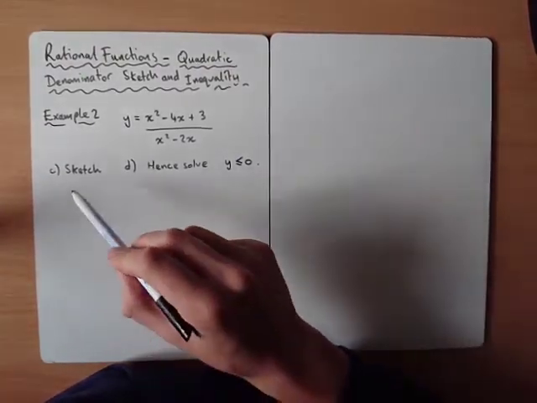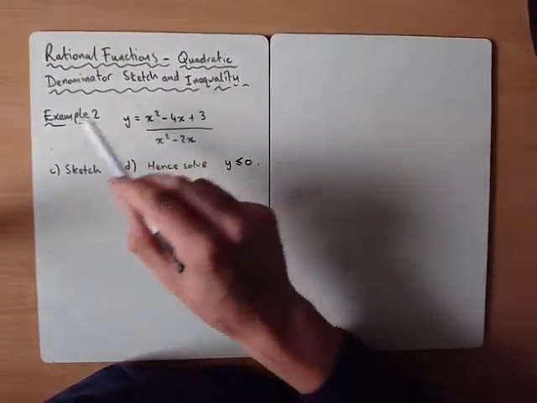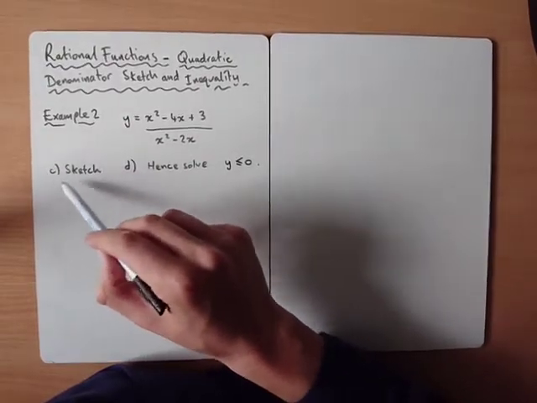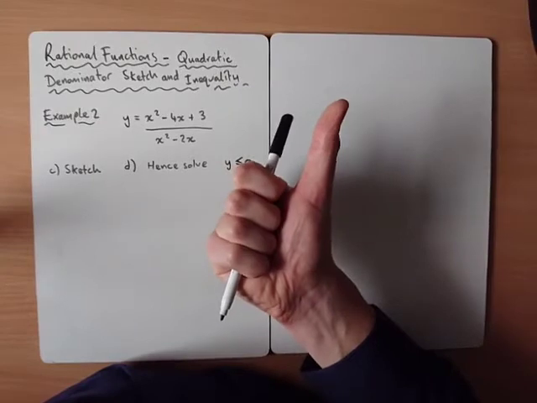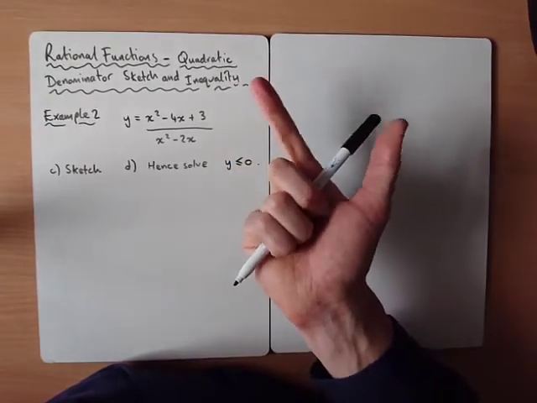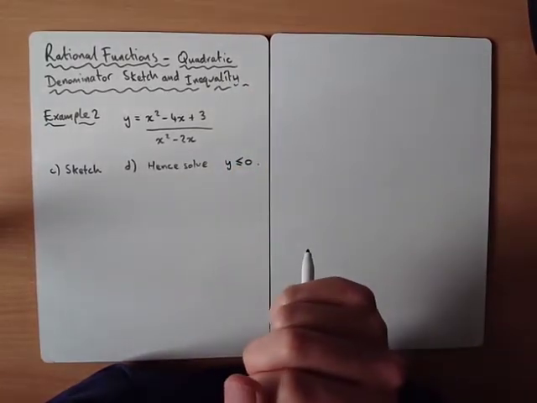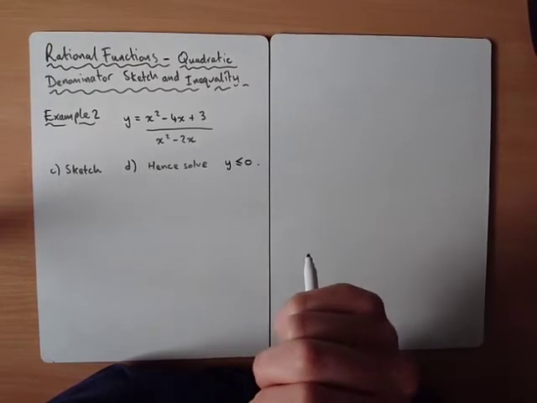Okay, so I've just sort of piled all of a, b and c into one. If we're asked to sketch, same as with the other rational functions, think about your asymptotes, think about where it crosses the axis, and then we should have enough information to fill in the blanks and draw the sketch.